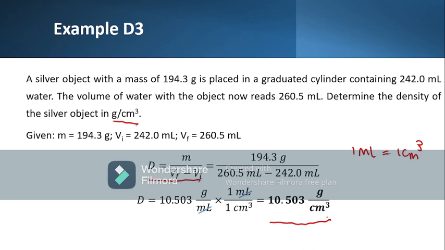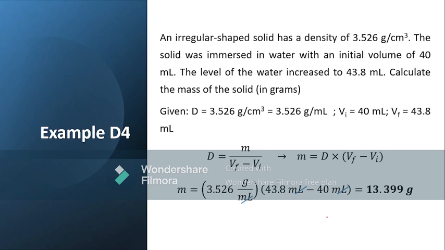Then next, an irregularly shaped solid has a density of 3.526 gram per cubic centimeter. The solid was immersed in water with an initial volume of 40 ml. The level of the water increased to 43.8 ml. Calculate the mass of the solid in grams. So, given 3.526 gram per cubic centimeter, which is equal to 3.526 gram per ml, volume initial is 40 ml, final is 43.8 ml.